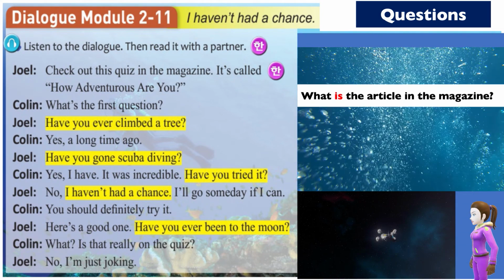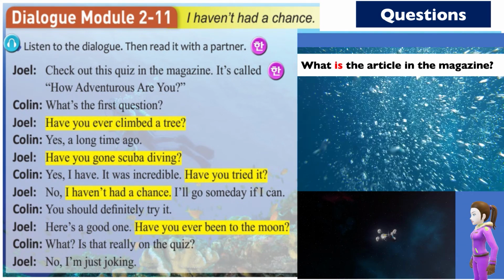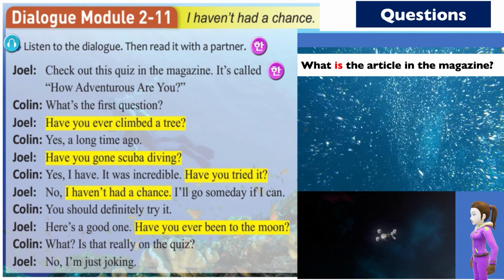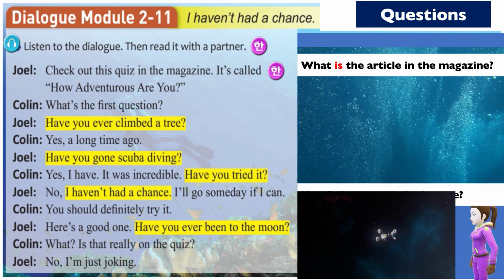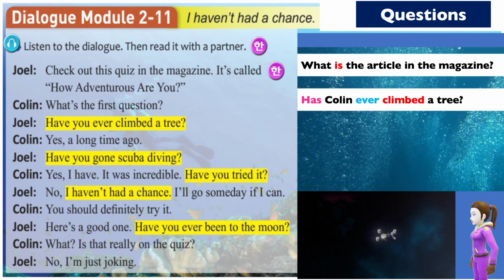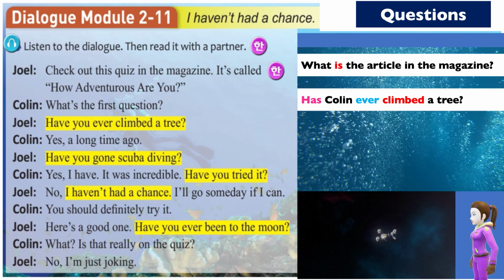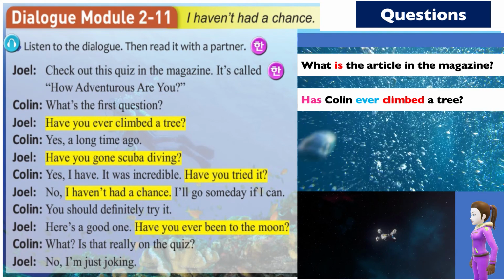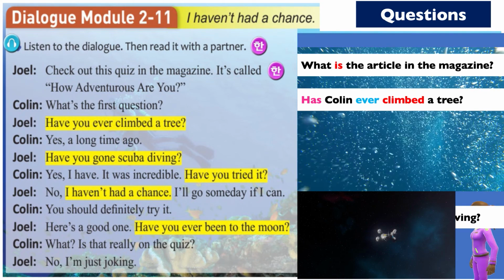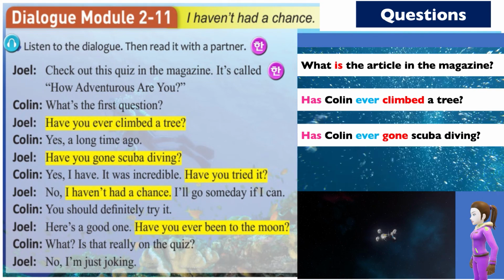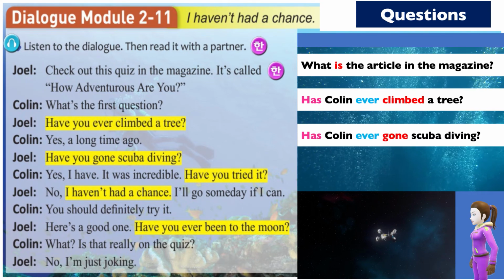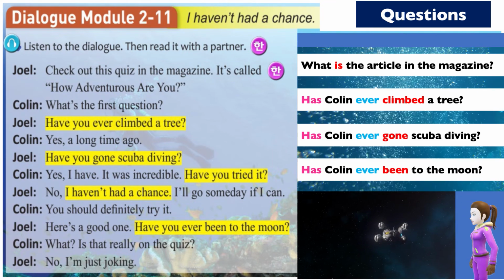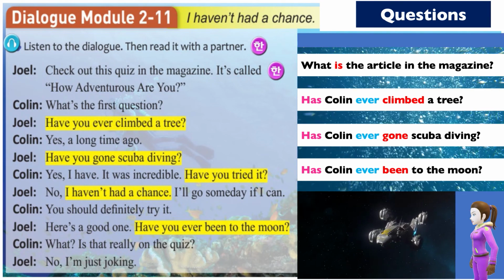So, Yonghi, what is the article in the magazine? How adventurous are you? Very good. Next question. Has Colin ever climbed a tree? Yes, he did, a long time ago. Yes, he has. Or yes, he did. Both okay. And has Colin ever gone scuba diving? No, he hasn't. Okay. And last question. Has Colin ever been to the moon?